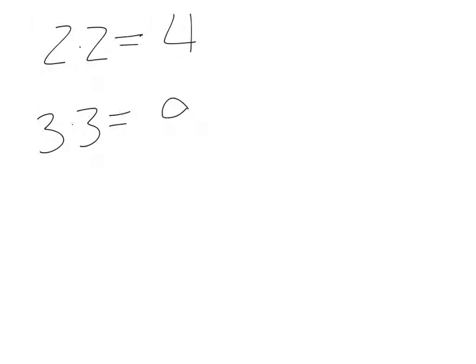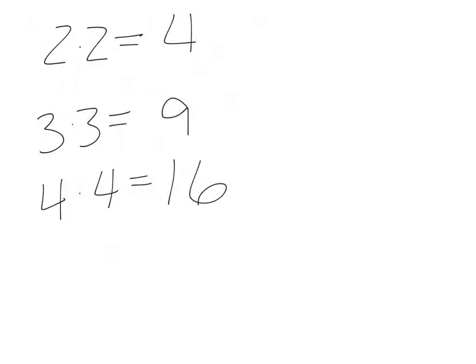Let's just do some examples of perfect squares. If you were here in class the day that we did these, there should be a journal entry where you made a huge list of all the perfect squares. If we have 2 times 2, that gives us 4. If we have 3 times 3, that gives us 9. 4 times 4 gives us 16.